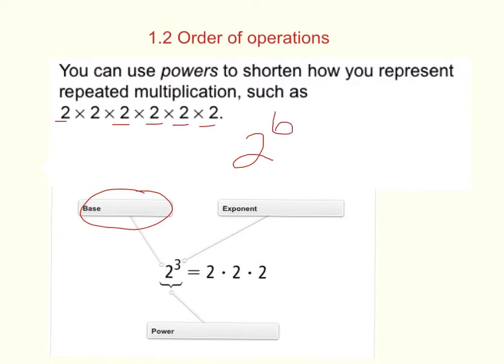Okay, a couple vocab words. 2 to the 3rd, the whole thing is called a power. The 3, the little number, is called an exponent. And the large number, or the normal size number, is called our base number.